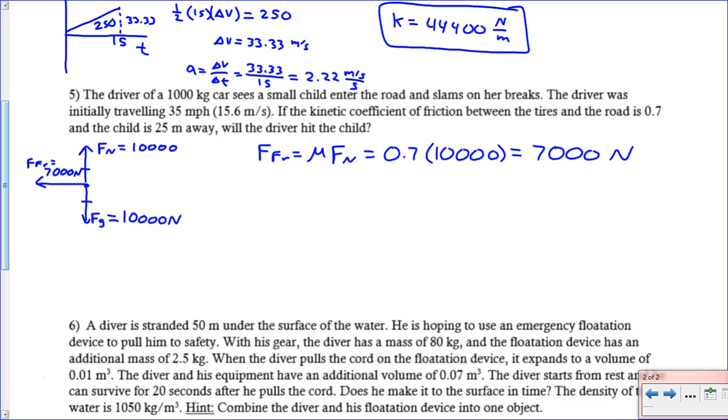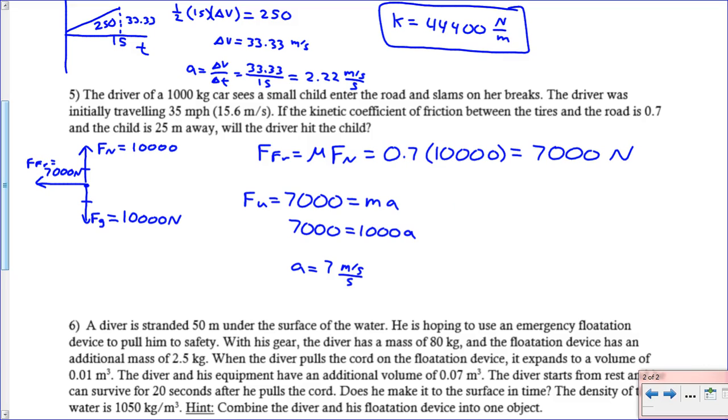And so if we've got a 7,000 newton friction force, and that's our Fnet, we can figure out what our acceleration is, because we know Fnet equals 7,000 in this case, which equals mass times acceleration. So that means 7,000 equals 1,000 a, and we end up with a equal to 7 meters per second squared.